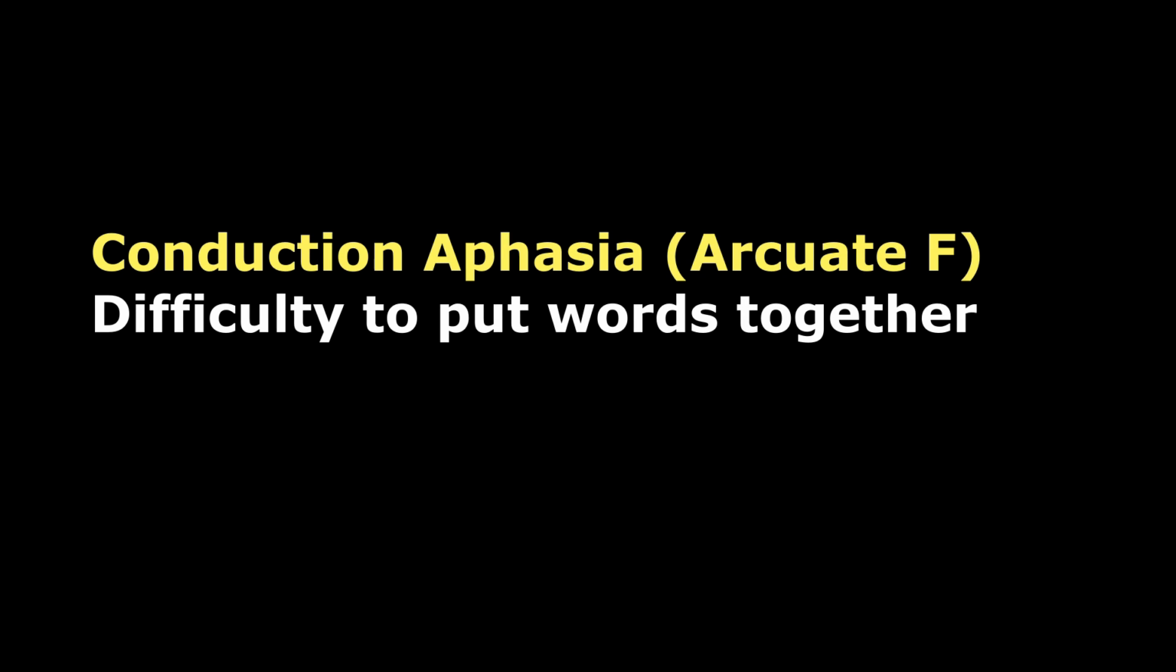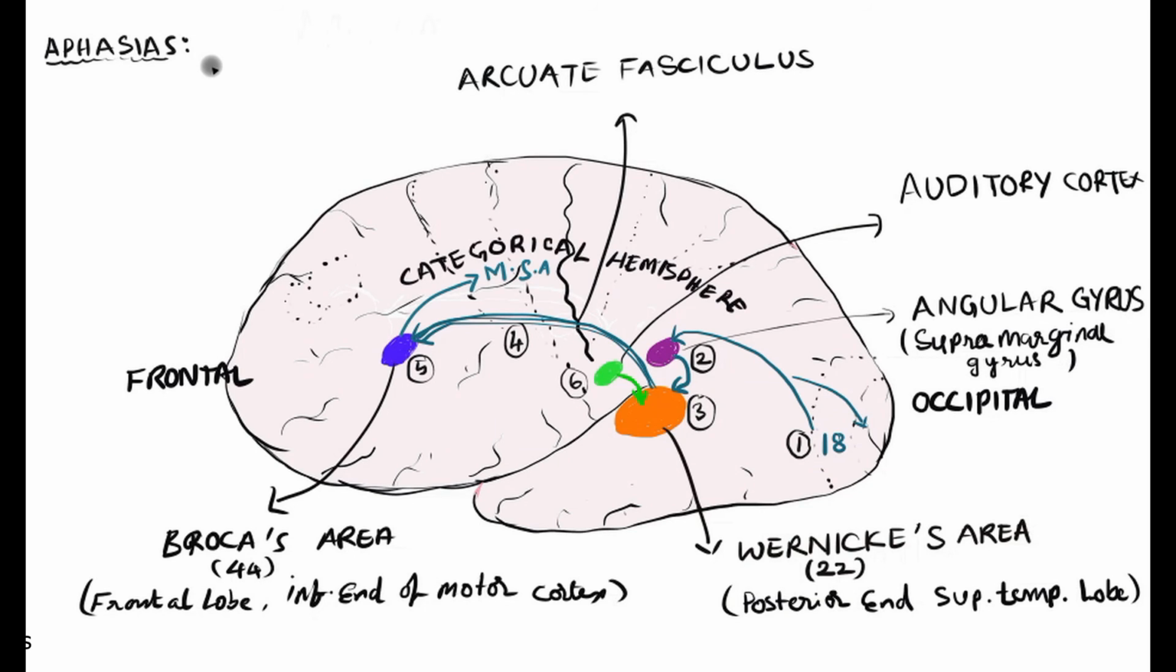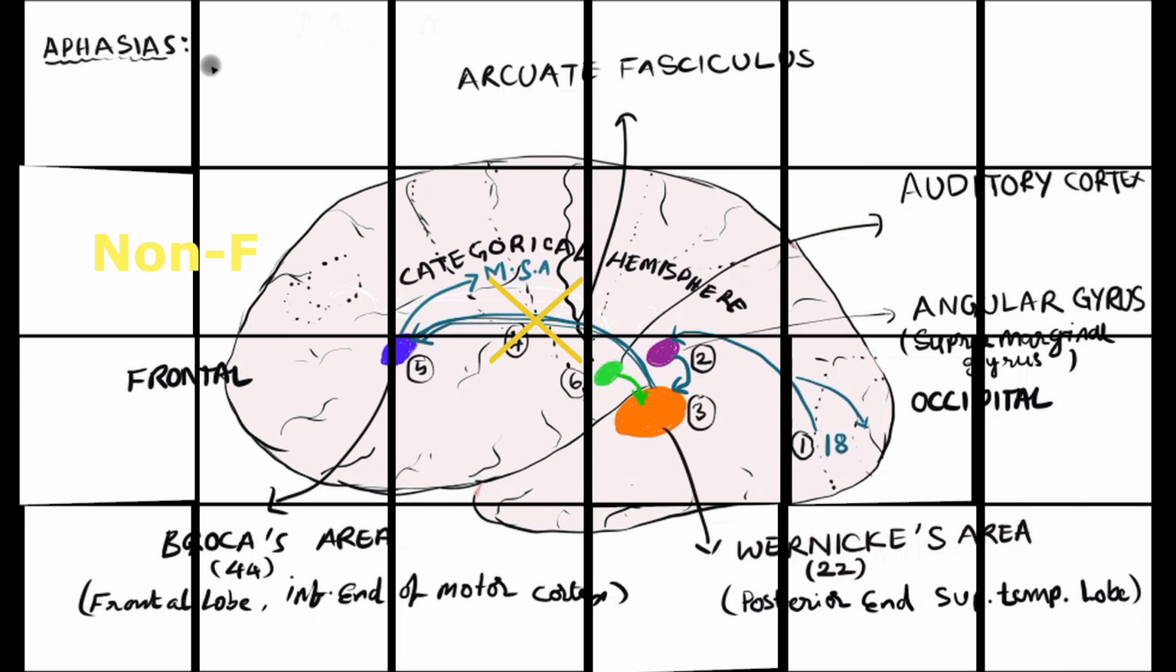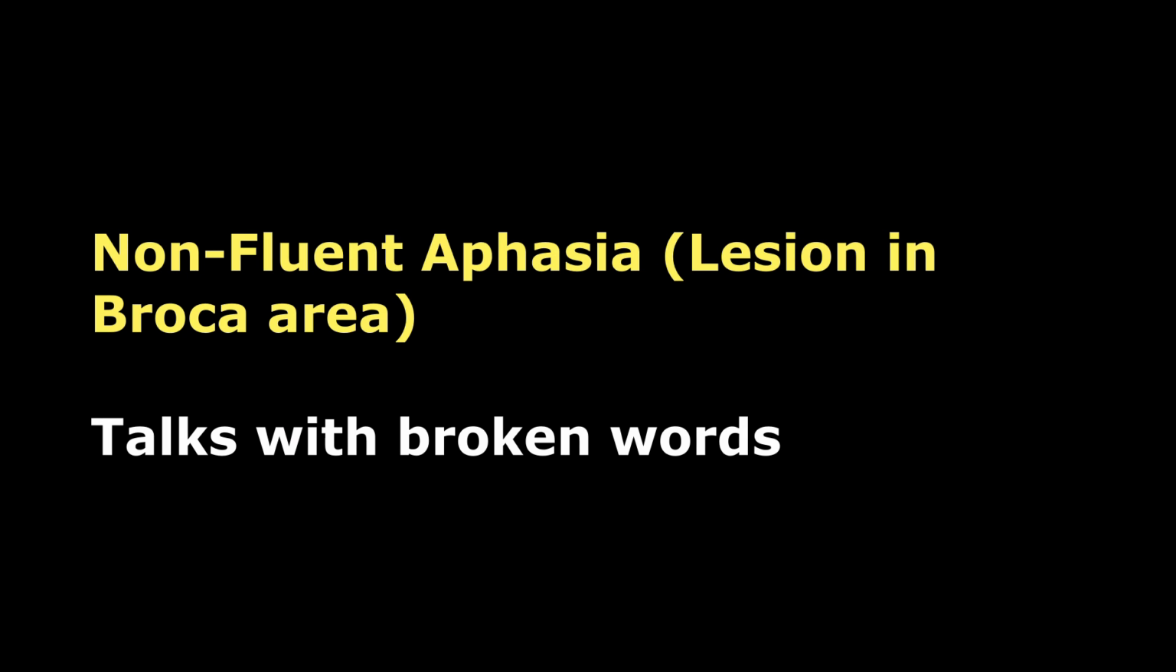And conduction aphasia, the lesion in the arcuate fibers, causes difficulty putting words together, because the person can understand the language, visual as well as auditory, since the angular and Wernicke's areas are intact.